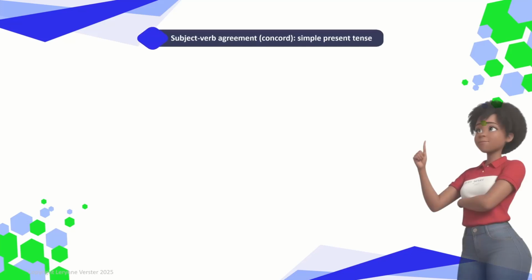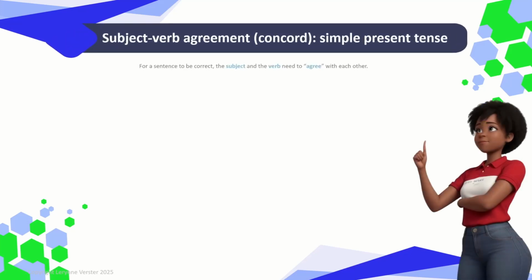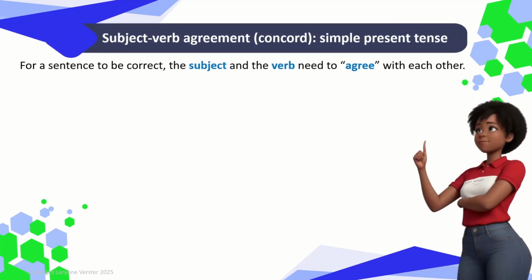Subject-verb agreement. This is called concord in the simple present tense. This is a very important aspect of a proper English sentence. Take notes and pay close attention. For a sentence in English to be correct, the subject and the verb need to agree with each other.